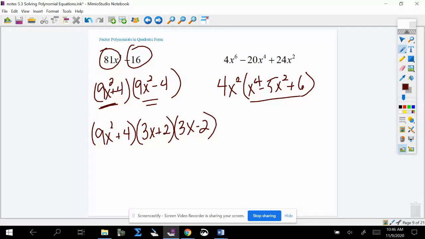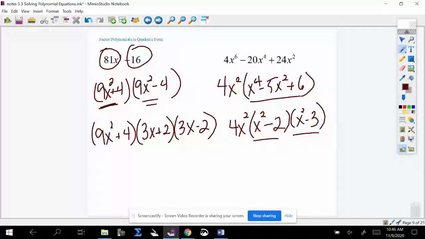It is a basic FOIL factor, because it has no number in front of the x to the 4th. So this is going to factor: I need 2 numbers that multiply to get 6 and add to get negative 5. That is going to be a minus 2 and a minus 3. And we're actually done at this point. Both of these look potentially like they could be difference of squares. However, the numbers, the 2 and the 3, are not perfect squares, so they are done.